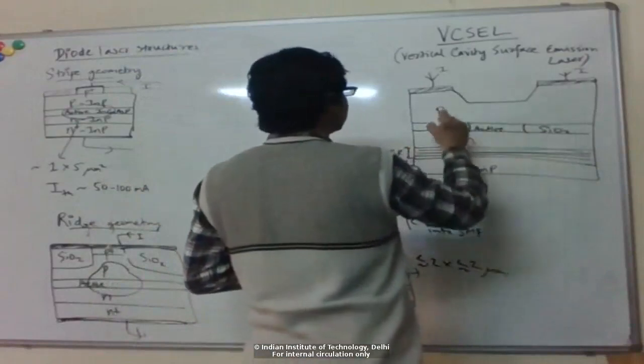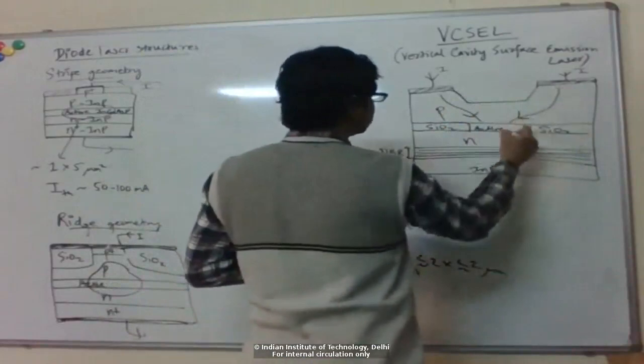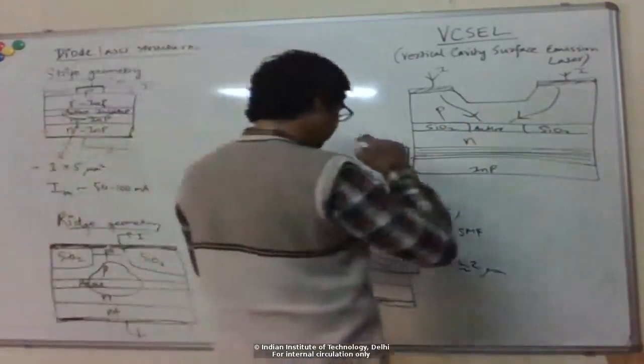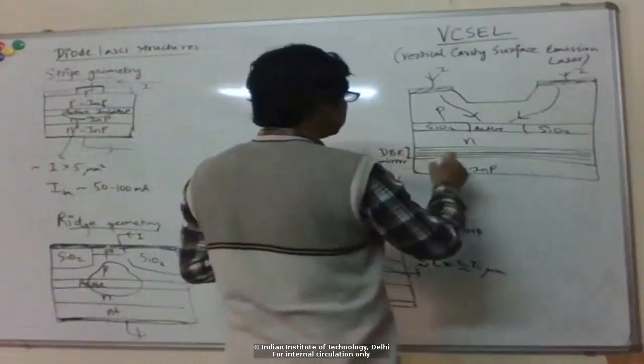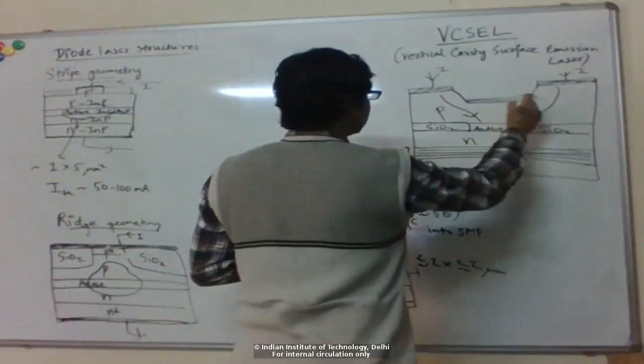And so basically now the current, since it's dielectric here, has to flow through this narrow active region where the recombination takes place, right? And then finally, what you do also, you grow a DBR mirror here on the top.